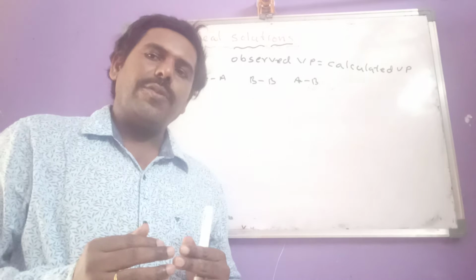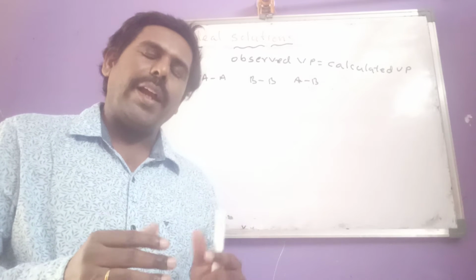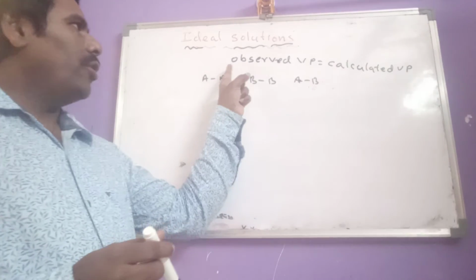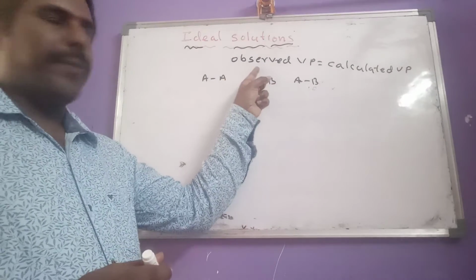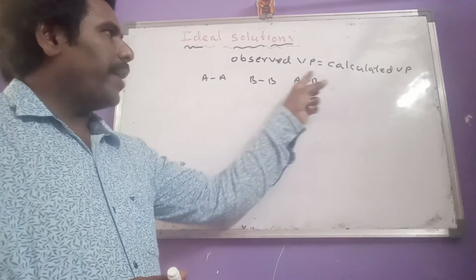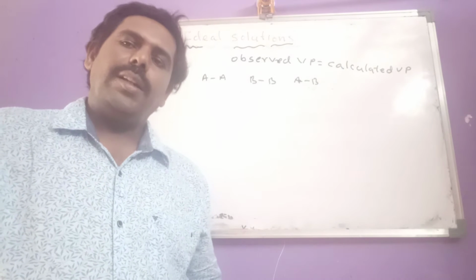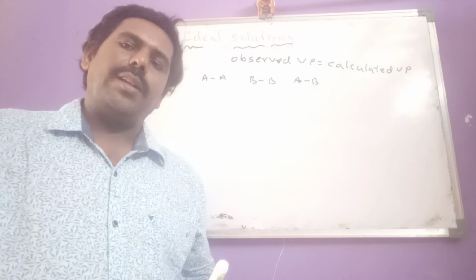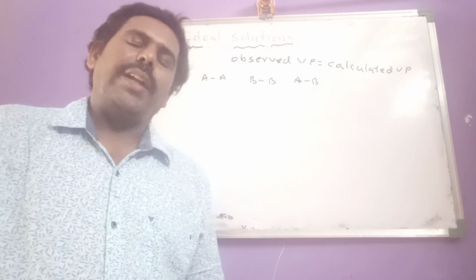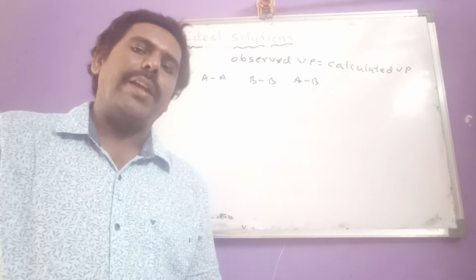The solutions which obey Raoult's law are said to be ideal solutions. Or, for the solutions where the observed vapor pressure is equal to the calculated vapor pressure, that type of solutions are also said to be ideal solutions. And what are the conditions required to exhibit this ideal behavior?